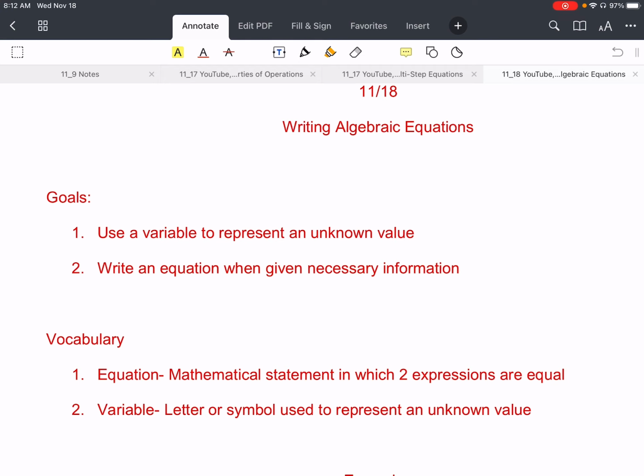So there aren't going to be many hidden values or any tricks today. You're just going to get a word problem and you're going to write out an equation that you could use to solve it.